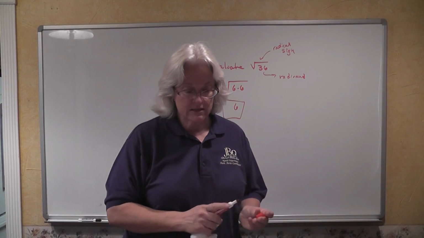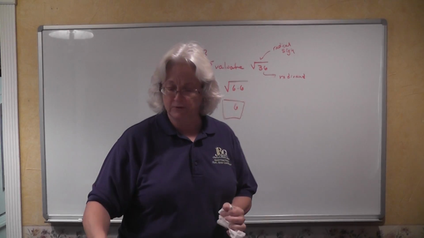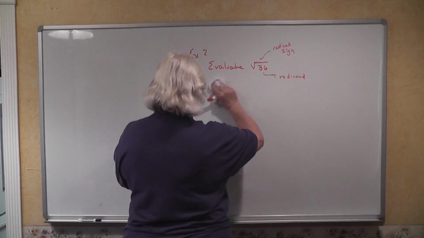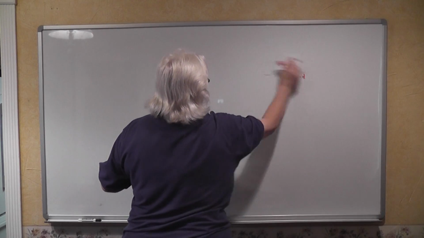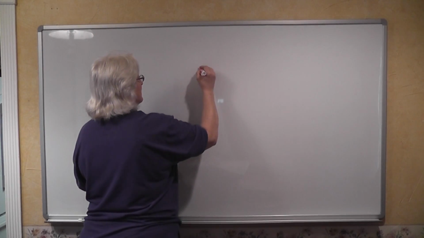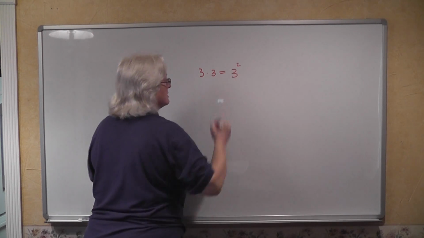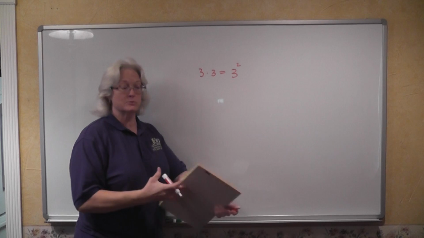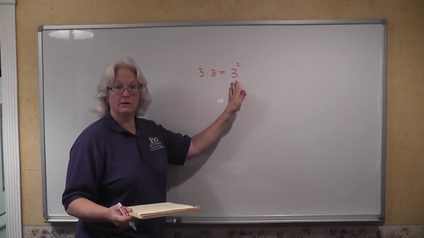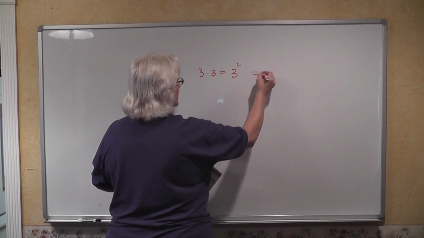Now, we're on page 70 now, and let's talk a little bit differently here. We're going to expand the idea of square roots just a bit. If I take 3 and I use it as a factor twice, I can show that with exponential notation just right here as 3 squared, right? Well, what is 3 times 3? 3 times 3 is 9.